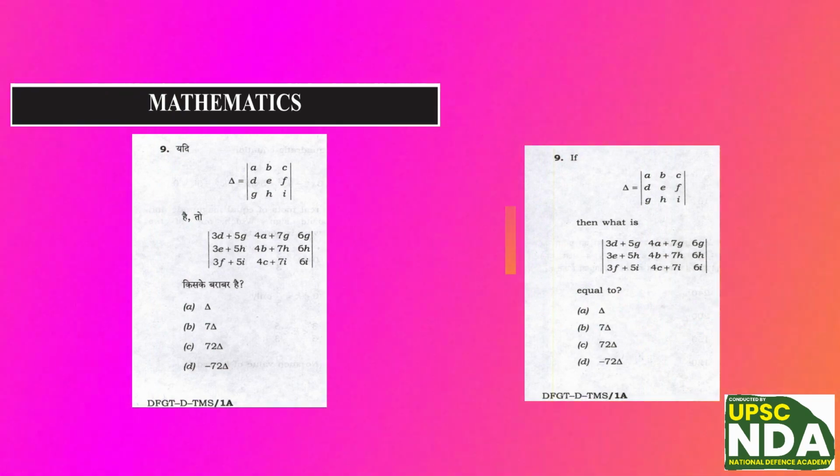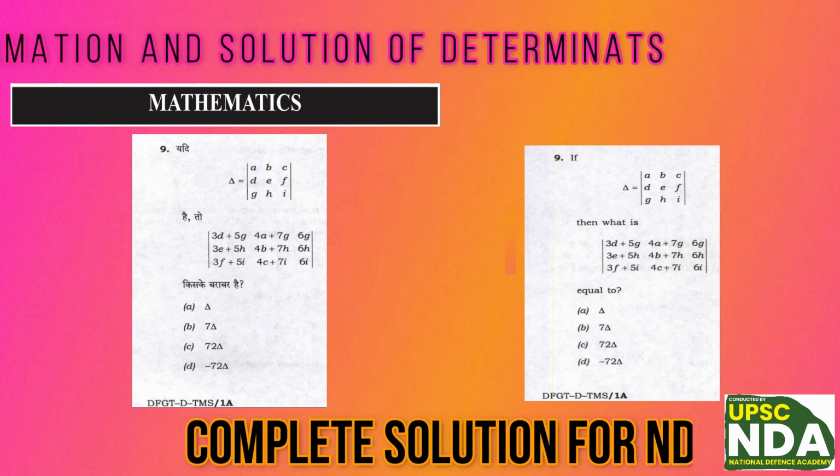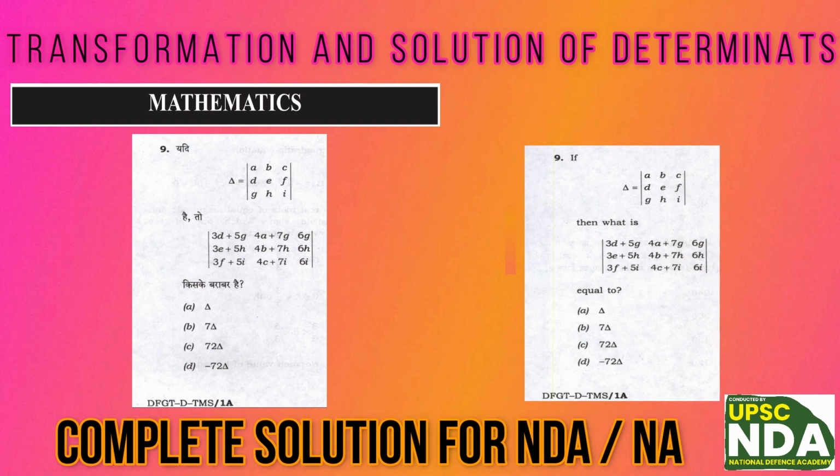Here in our question we are given delta, which is equal to the determinant of ABC, DEF and GHI. Then we want the value of another 3 by 3 determinant. The first row is 3D plus 5G, 4A plus 7G and 6G. Similarly, the second row is 3E plus 5H, 4B plus 7H, 6H, and the third row is 3F plus 5I, 4C plus 7I and 6I. So it is a 3 by 3 determinant.